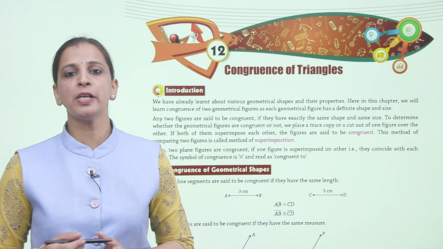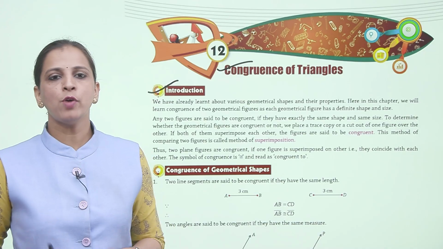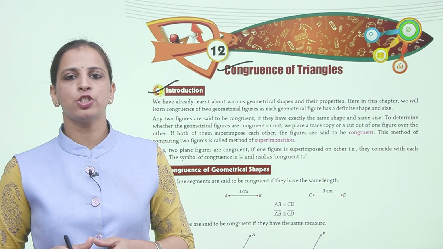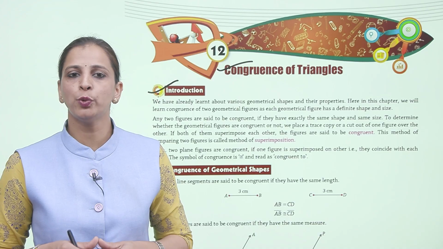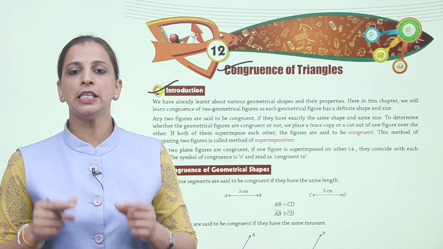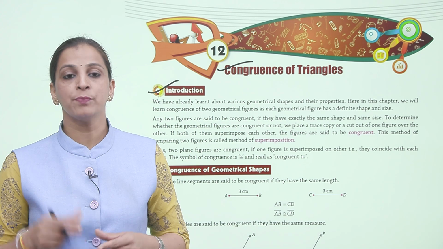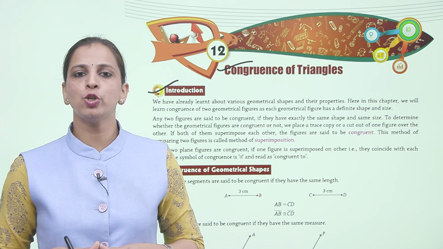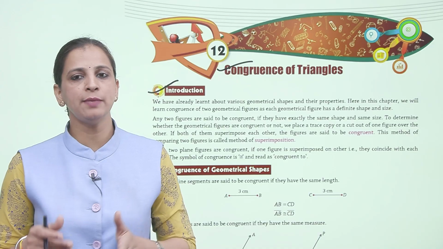Start करते हैं आज का टॉपिक, Congruence of Triangles. Introduction. We have already learnt about various geometrical shapes and their properties. Here in this chapter we will learn congruence of two geometrical figures, as each geometrical figure has a definite shape and size. Any two figures are said to be congruent if they have exactly the same shape and same size.